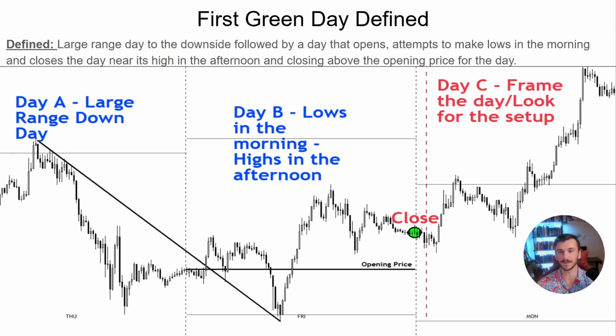And the great thing is, first green day is exactly the same as first red day, just flipped over. So you have your large dumping day for day A, plus B, which is going to be your day that opens, attempts to trade below the low and fails, closing near its highs or making its highs in the afternoon above the opening price. So that's A plus B. And then we come over to C, where we're going to frame our day, looking for that buy low opportunity. 3 levels of drop. It could be a low of day, low of session, something along those lines.